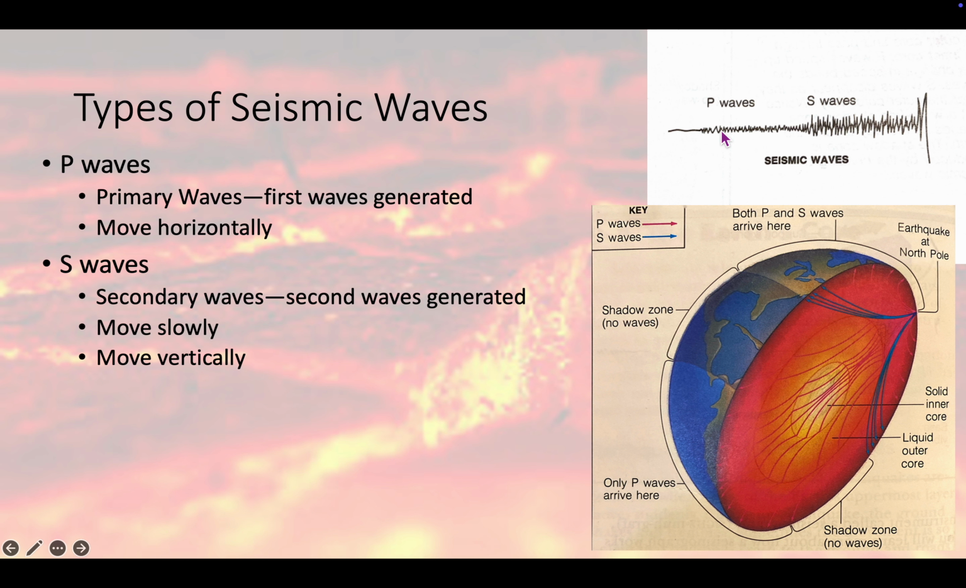So here are the P waves. P waves just show that there's some activity, which we wouldn't even be able to sense. And then when the S waves come, those are the ones that we can sense.